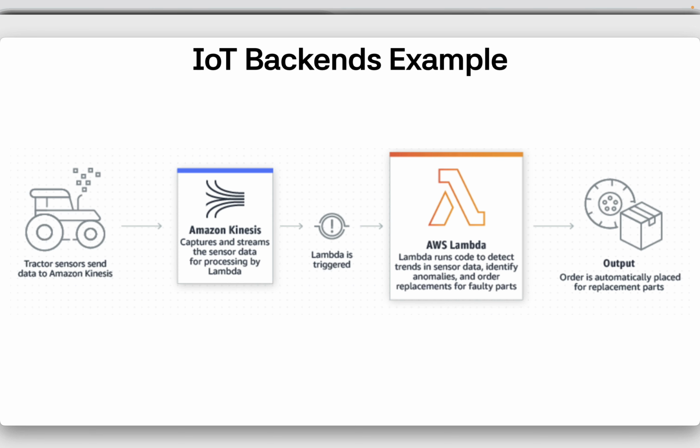Next example is IoT backends. So we have tractor sensors. They send data to Amazon Kinesis. Amazon Kinesis captures and streams sensor data. Then AWS Lambda, triggered by Kinesis, runs code to analyze the sensor data. Then Lambda detects data trends, identifies anomalies, and arranges orders for replacement parts if needed. And finally, an order for parts is automatically generated.